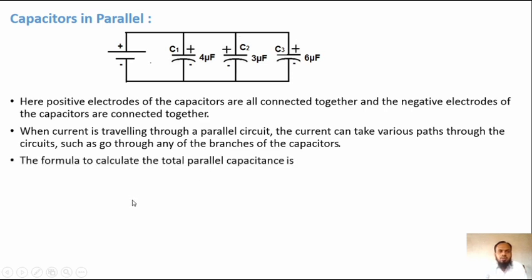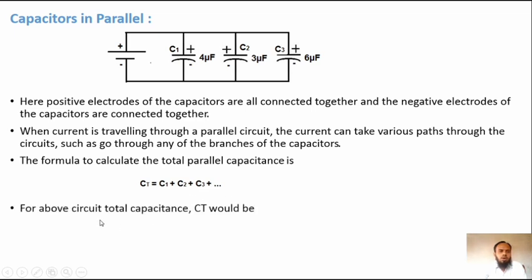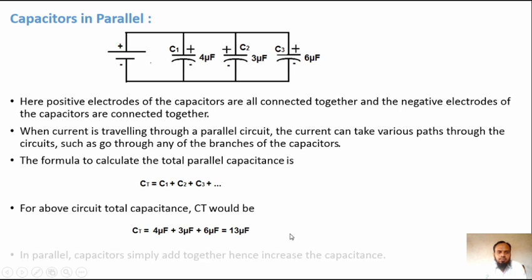The formula to calculate the total parallel capacitance is CT, total capacitance, is equal to C1 plus C2 plus C3 and so on. So for the above circuit, the total capacitance CT would be, here C1 having value 4 microfarad, then C2 having 3 microfarad and C3 having 6 microfarad. So there is total 13 microfarad CT will take. In parallel, we can say capacitors simply add together, hence there is increase in the capacitance.